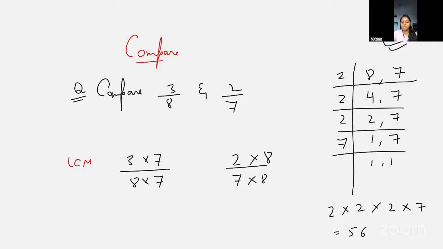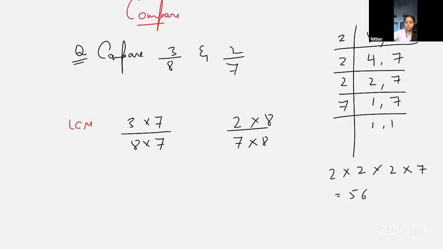To get the denominator 56, I will multiply, and the numerator also you have to multiply. So write down 7 times 3 by 56, and here 8 times 2 by 56. Now when both the denominators are 56, I can tell that 21 by 56 is greater than 16 by 56.